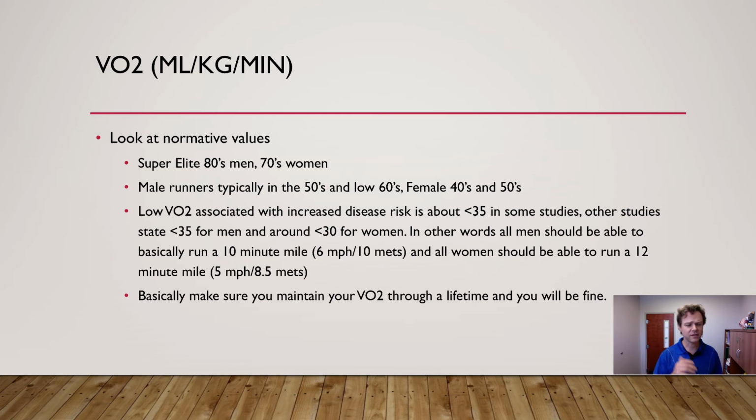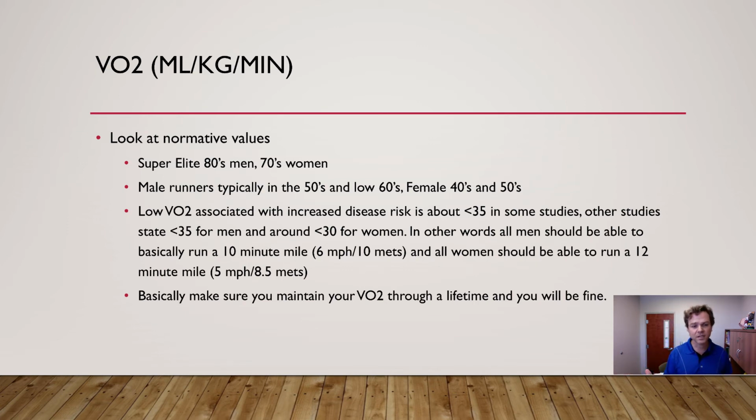To try to get to a high VO2, something in the 50s or the 60s, that may not be reasonable, especially as you get older. But to be able to run a 12-minute mile for a woman, a 10-minute mile, that's fairly doable for a large segment of the population.